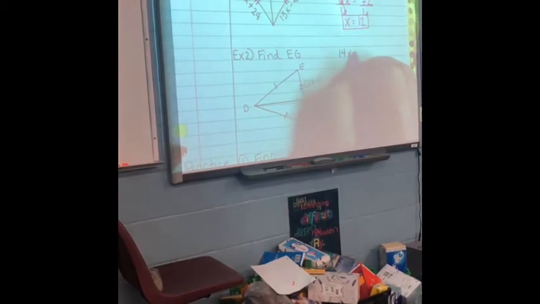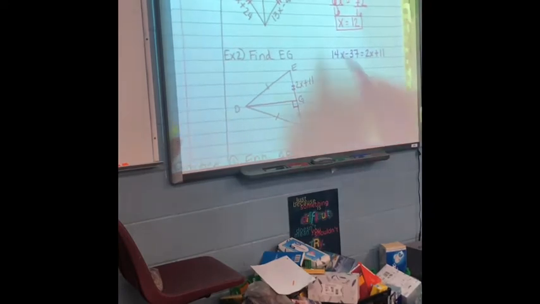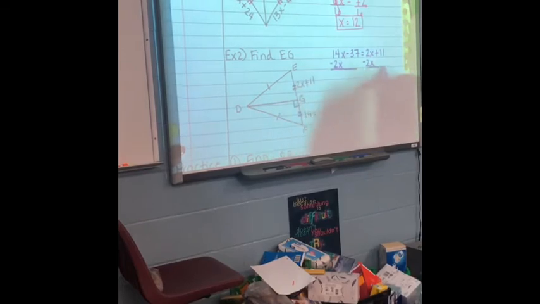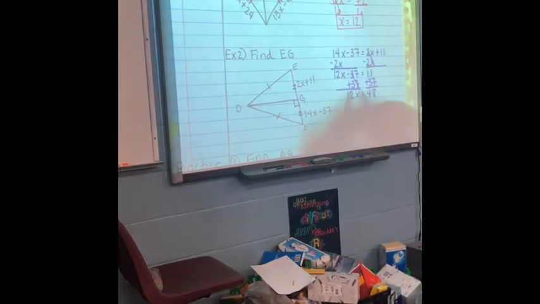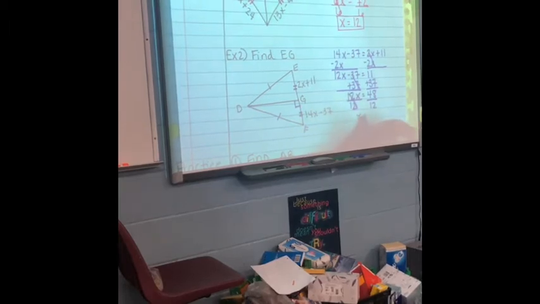So 14x minus 37 is equal to 2x plus 11. So now I can solve for x. I'm going to subtract 2x from both sides. I get 12x minus 37 equal to 11. I'm going to add 37 to both sides, and I get 12x equal to 48. And when I divide by 12, I get x equal to 4.